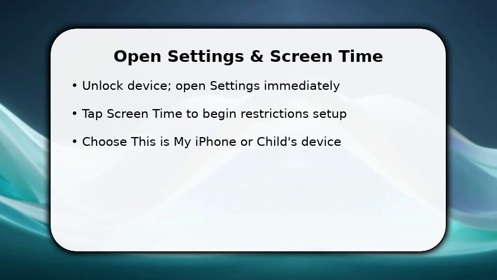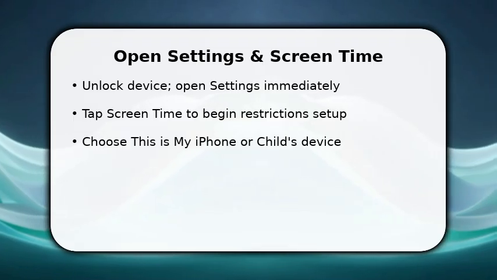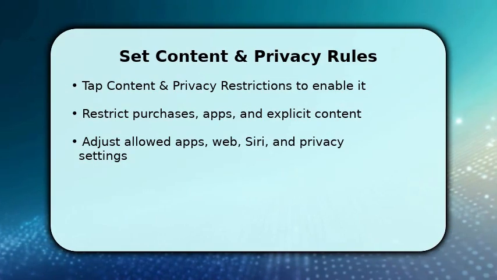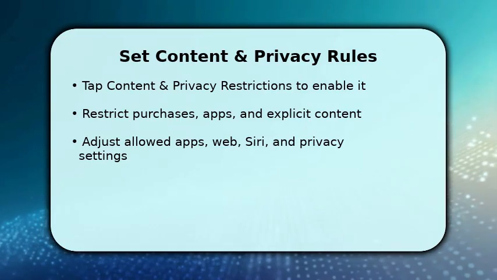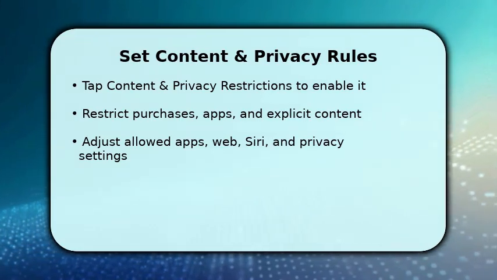Enable content and privacy restrictions by toggling the switch. This activates a separate panel of controls. You'll restrict purchases, app installs, and explicit media. Do this to prevent accidental charges and exposure.